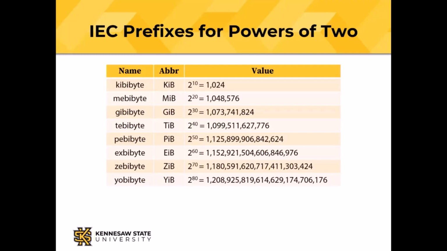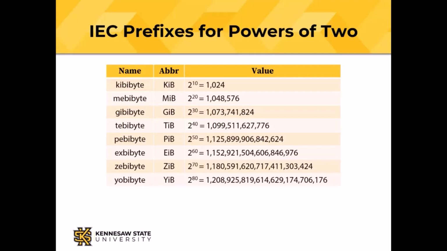Okay? Now, the bad news is that these values are not used consistently. So I suggest that when you are trying to be precise, that you use the IEC names. But when you are reading other people's material, read it with some skepticism, okay? A 4 terabyte disk does not have 4 times, what is tera, tebi, does not have 4 times 2 to the 40th bits.